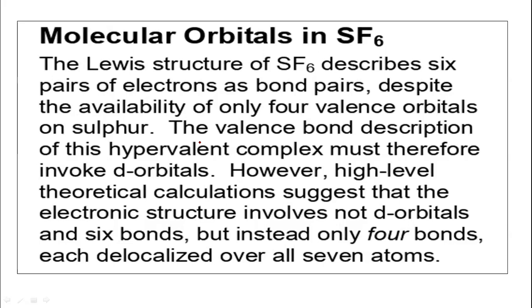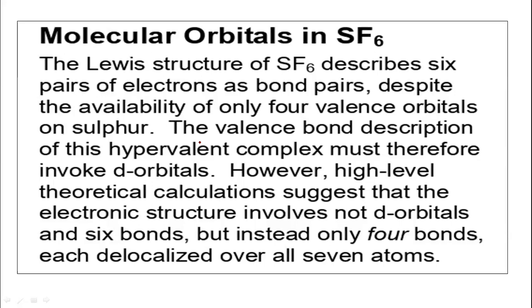Okay, so 4 bonds are there, and those 4 bonds are delocalized over all the 7 atoms. Again, it is a new thing. Those 4 bonds are delocalized over all the 7 atoms. So we are not saying this; the molecular orbital theory says this. So you have to make the assumption now.